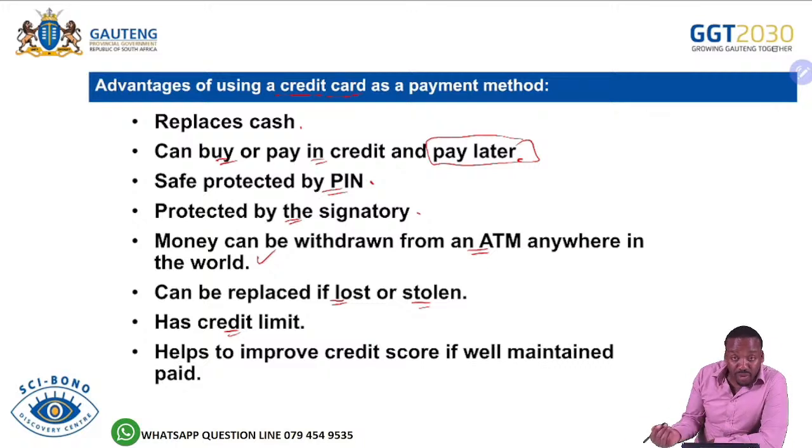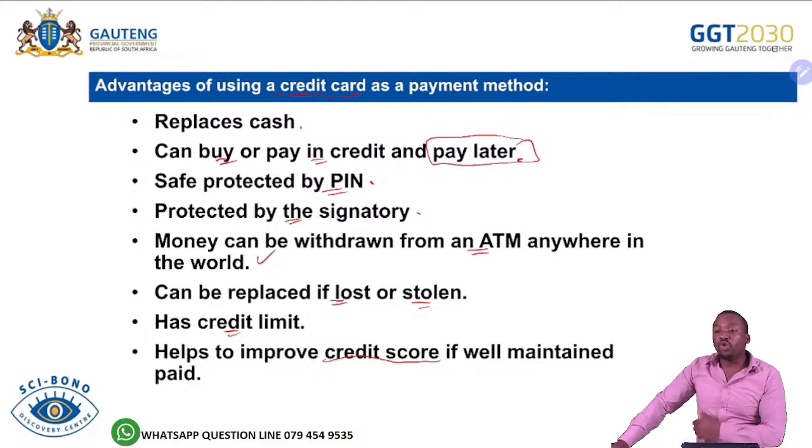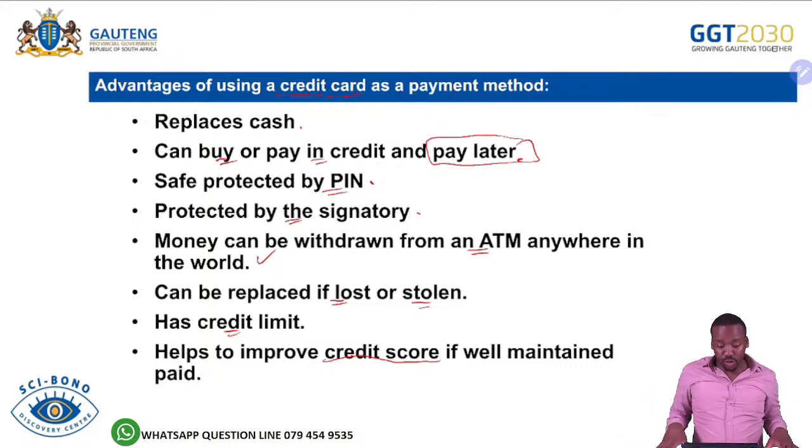If you want to buy a car, a house, and so on, we have something known as the credit score. It basically checks how many accounts you have, whether you are a good payer or not, and a higher credit score gives you better chances to get credit. So it helps to improve the credit score if well maintained and paid. On a monthly basis, you need to pay back all the monies that you are owing.